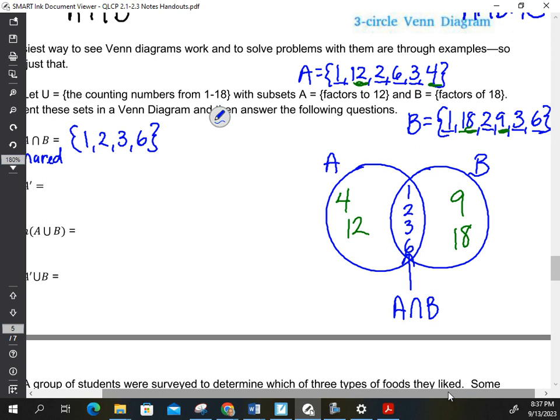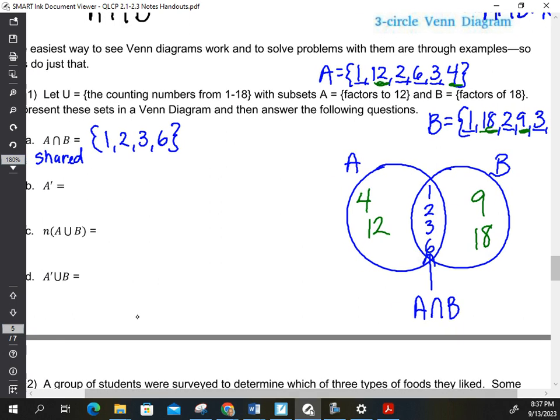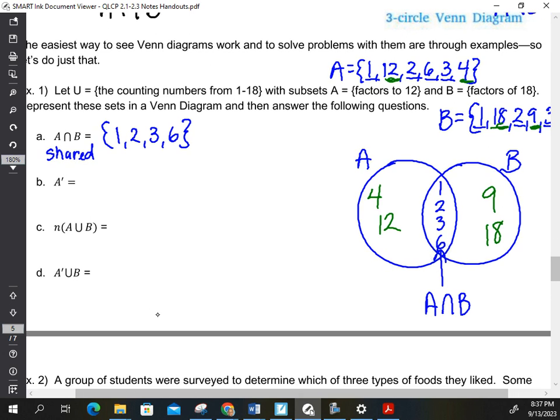So let's go ahead and answer the rest of the numbers. So A prime. Remember, A prime means the complement. So we want all the numbers from 1 to 18 that were not in set A. Not hard, just tedious because you've got to write out the numbers.